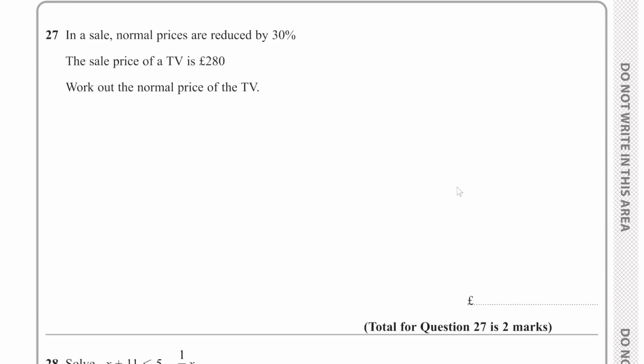Question 27. In a sale, normal prices are reduced by 30%. The sale price of a TV is £280. Work out the normal price. So we had a TV for 100%. We took away 30%. So that's 70% left. So 70% of our original price is £280.